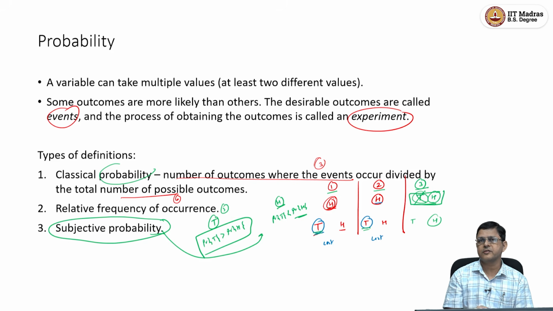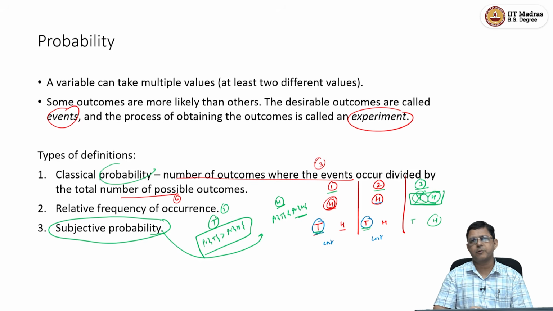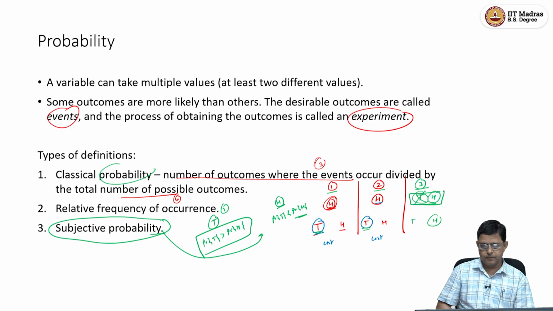Many times they take their decisions based on subjective probabilities, and therefore subjective probability is also equally important to be considered, because many times human beings have a tendency to assign probabilities. Even though I cannot calculate the probability in my mind, I will assign a value of probability. Okay, let us move on.